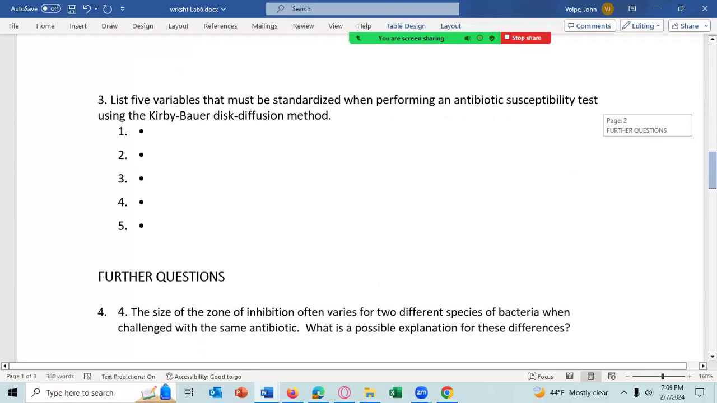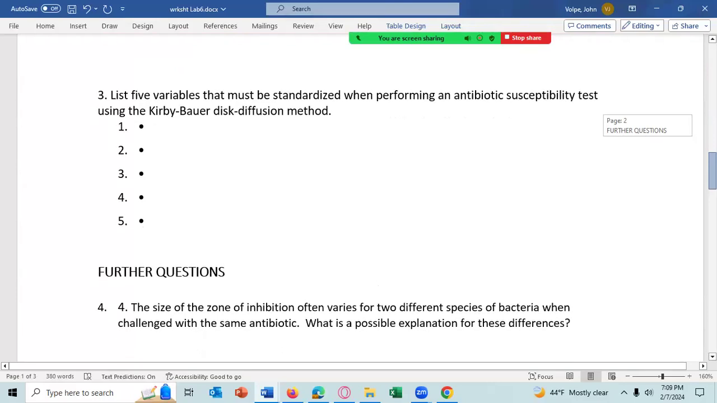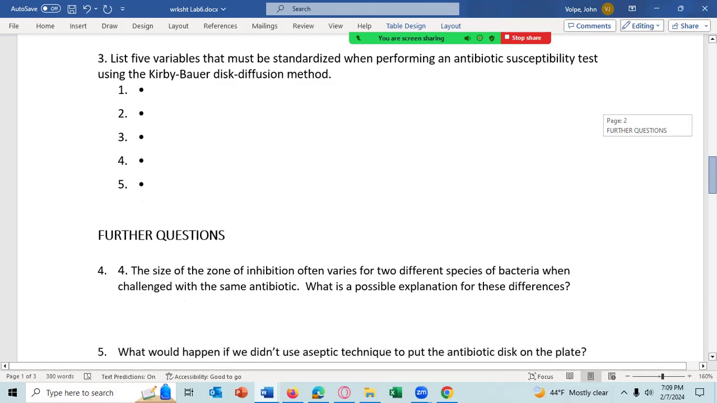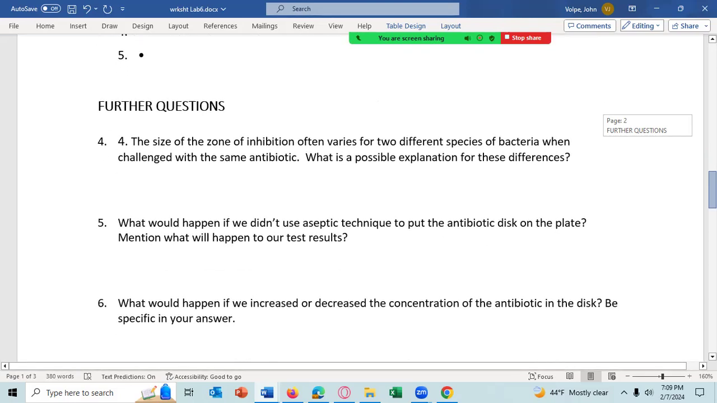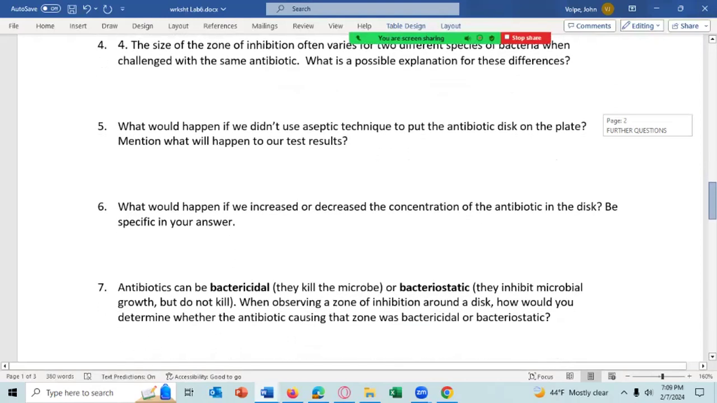All right, question 3: list the 5 variables that must be standardized when performing the antibiotic susceptibility test using the Kirby-Bauer disk diffusion method. 4: the size of the zone of inhibition often varies for 2 different species of bacteria when challenged with the same antibiotic. What is a possible explanation for these differences? 5: what would happen if we didn't use aseptic technique to put the antibiotic disc on the plate? Mention what will happen to our test results.